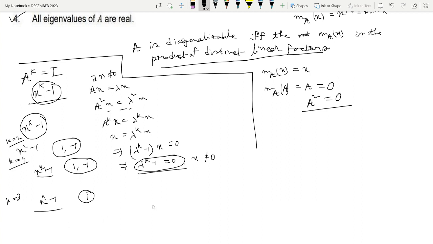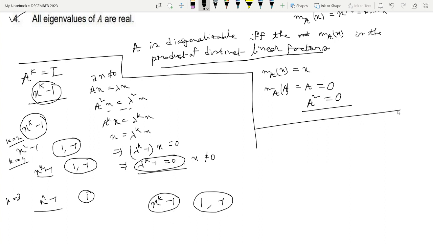So it is very clear that for this x to the power k minus 1, the only real roots of this polynomial may be 1 and minus 1. No other real roots are the roots of this polynomial, because other roots will be complex.